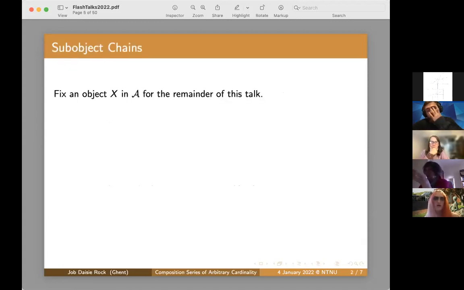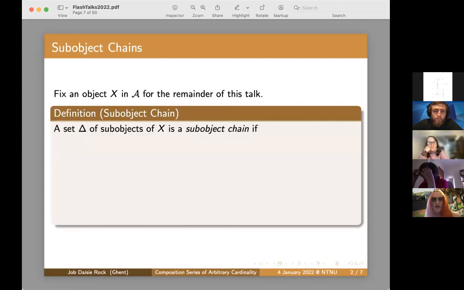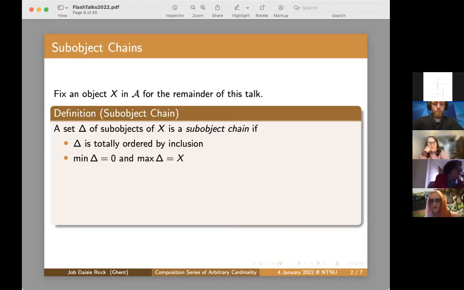So we're going to fix an object for pretty much the whole talk, except like the last slide. And we're going to talk about sub-object chains, but we're not going to do these finite chains anymore. We're just going to take some totally ordered chain of sub-objects, but it does need to be ordered by inclusion. So remember, sub-objects have maps, so all these maps play nice with each other. And then we want the lowest object to be 0 and the top object to be X. So this is exactly the type of thing that we want.